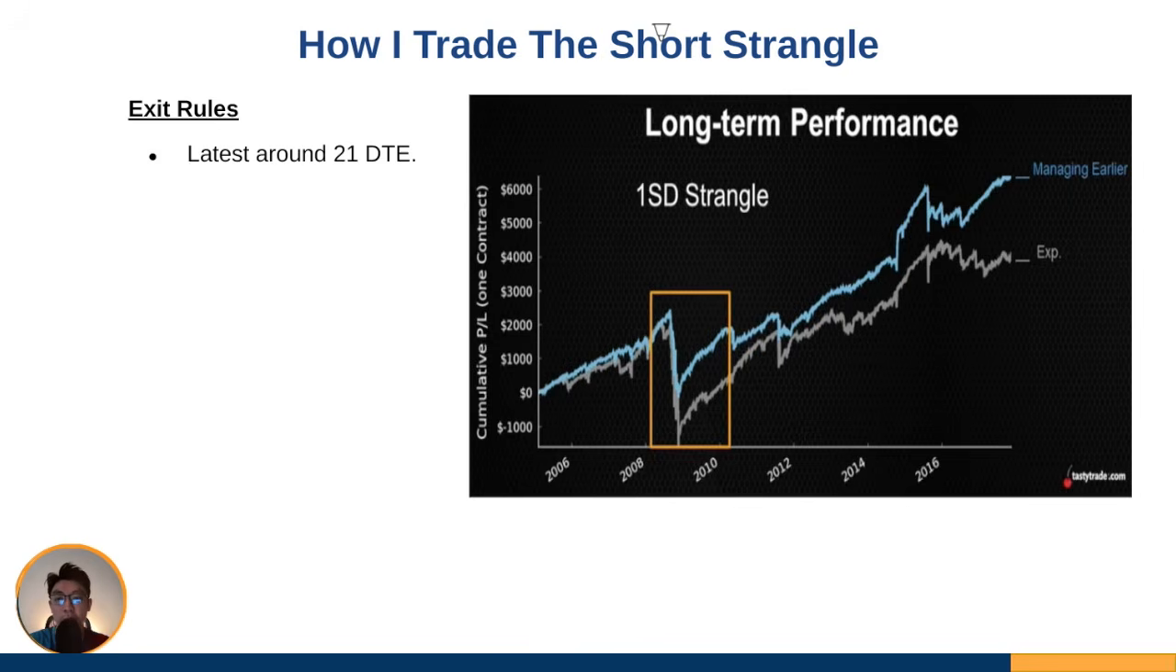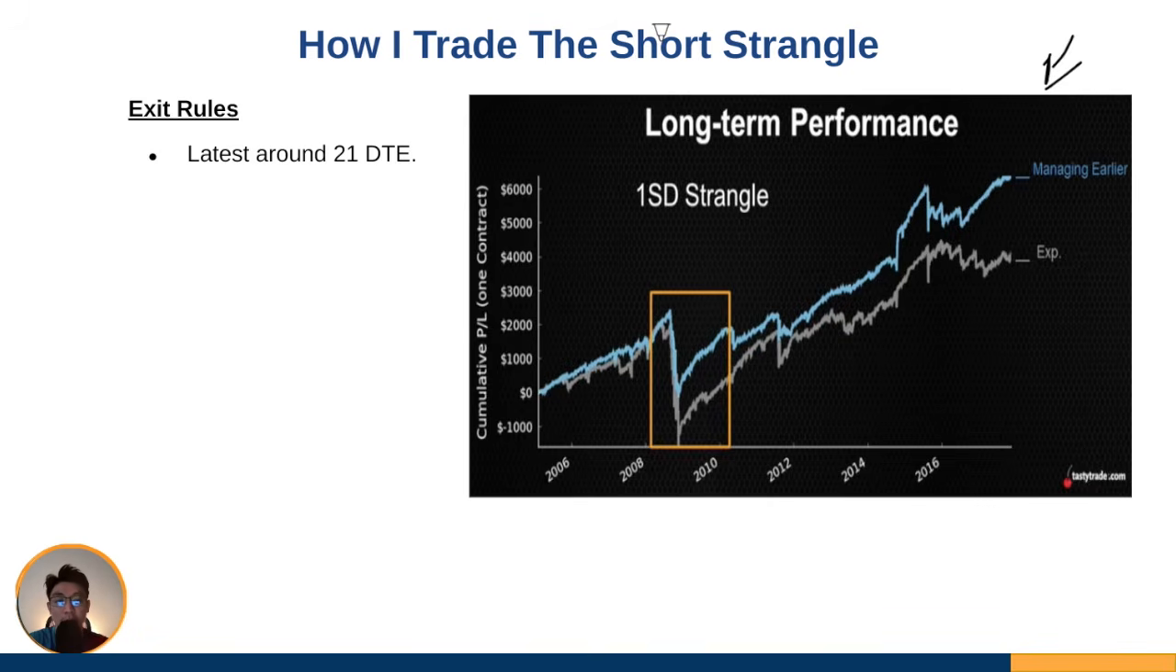So the very first rule is that my latest exit would be around 21 DTE in terms of time, right? As you can see down here, this study is done by the Tasty Trade team as well, where they compared 2 management styles. The first is you exit at 21 DTE, which they call managing earlier. And the other one is if you exit at expiration. In both cases, they're both profitable. It's just that when you exit at 21 DTE, your performance is better, because you also tend to limit your losses.